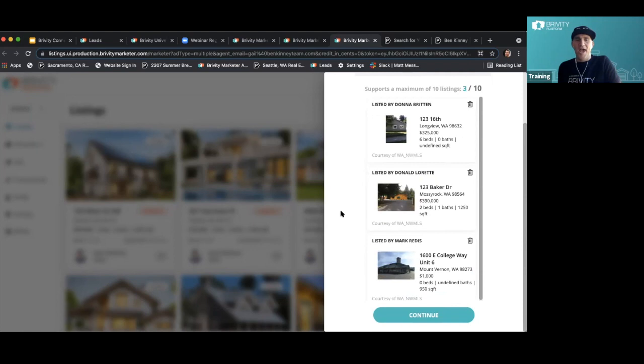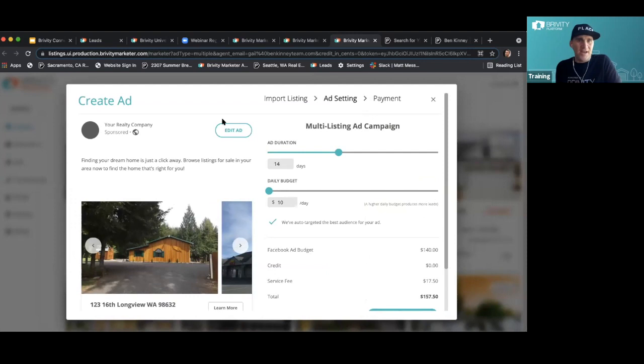I say continue. So I can do up to 10. And the same thing, I just edit the ad. I select my deal. I make a headline for it, right? The best flip property opportunities in Bellingham. And off I go, right? I set a budget for it. I get in here and purchase my ad and off I go. So we've got 9 more minutes left here. Guys, this is the last ad set that I want to show you.